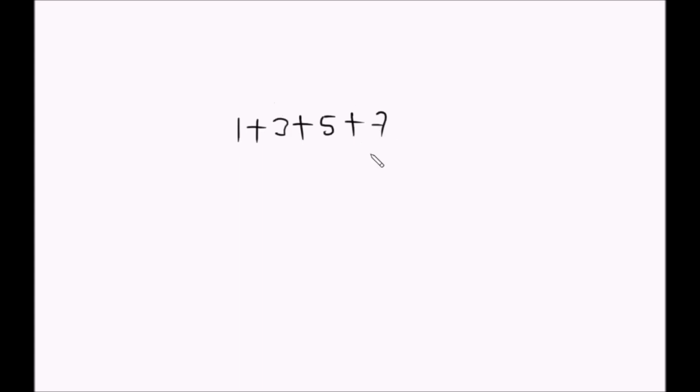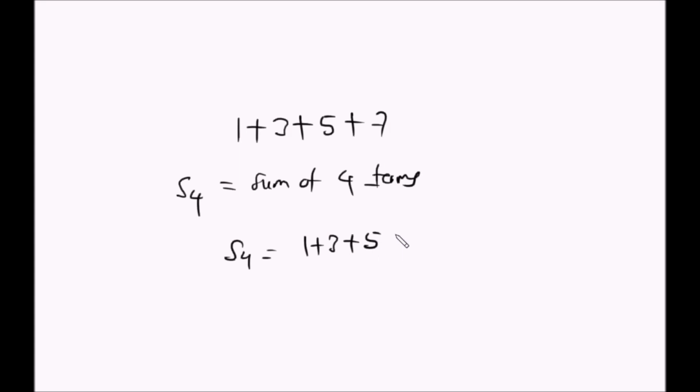Here you have 4 terms. Now the sum of these 4 terms is represented like this. This is a sum of 4 terms. So here S4 is going to be 1 plus 3 plus 5 plus 7. 1 plus 3 is 4, 4 plus 5 is 9, 9 plus 7 is 16. So the sum of these 4 terms is just going to be what?